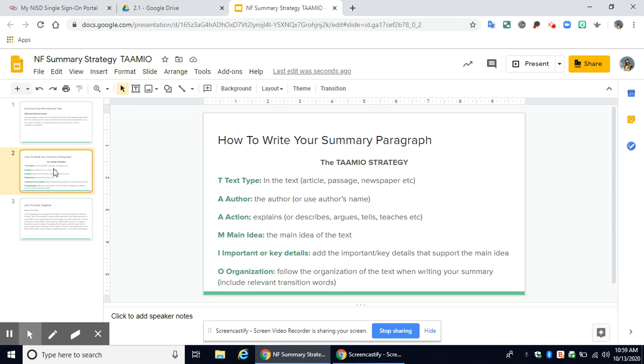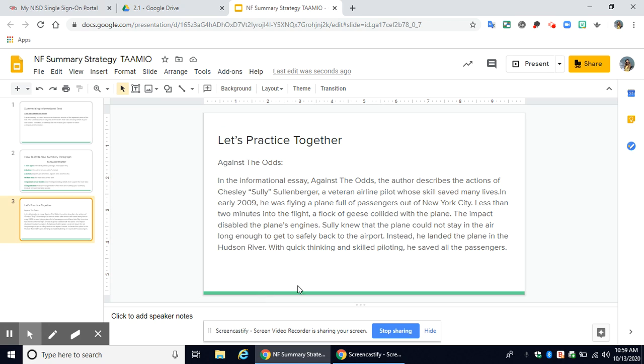We're going to go back over here. For our last part, to sum it up, we said, "With quick thinking and skilled piloting, he saved all the passengers." So we're just summing it up in our own words. Okay, again, you can see all the parts that we used and how you plugged in the information.